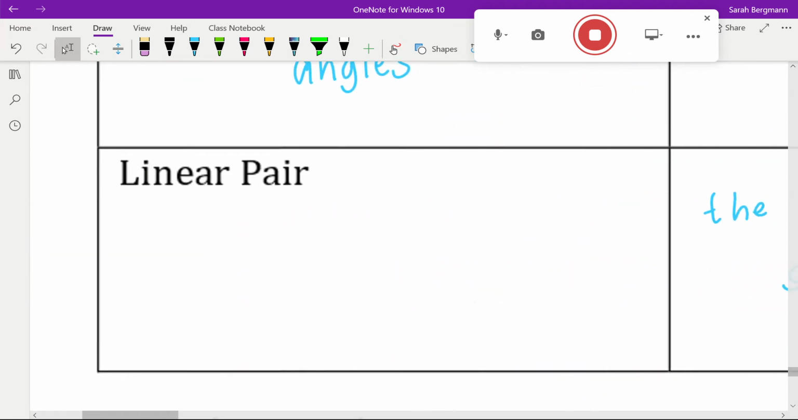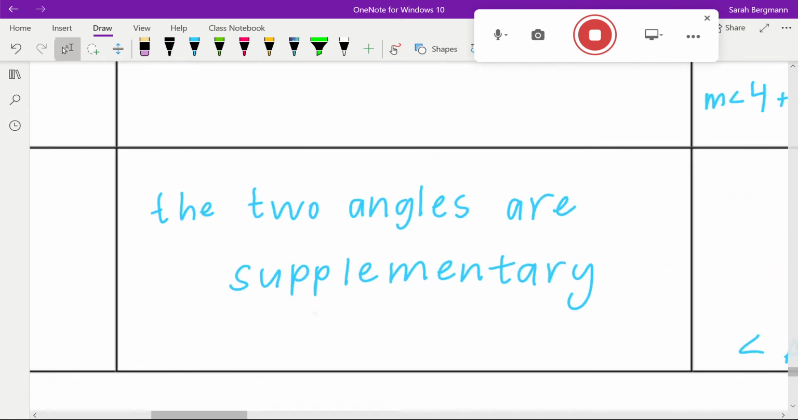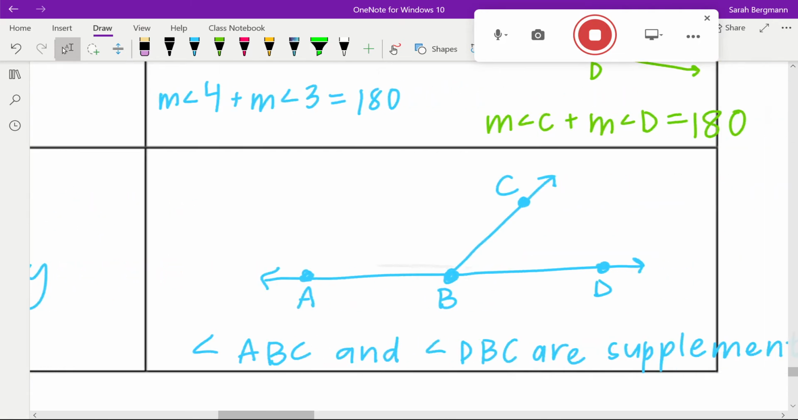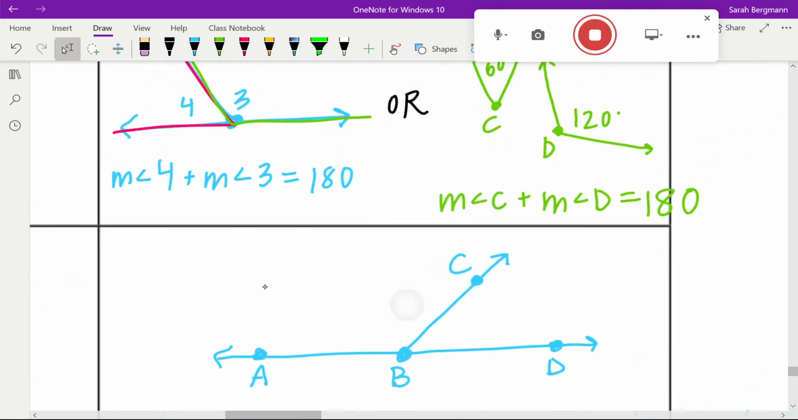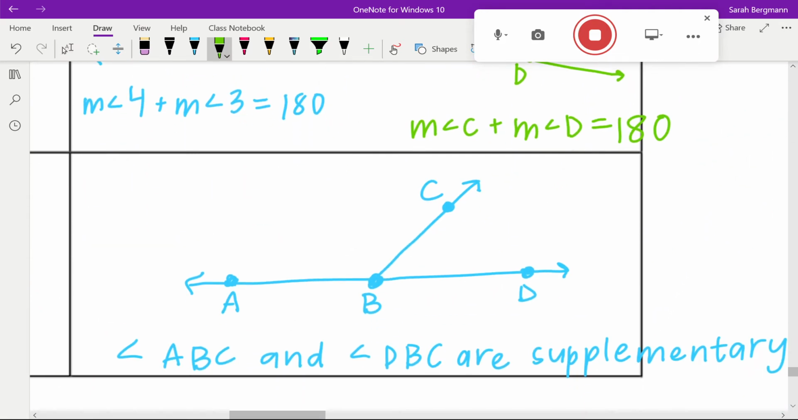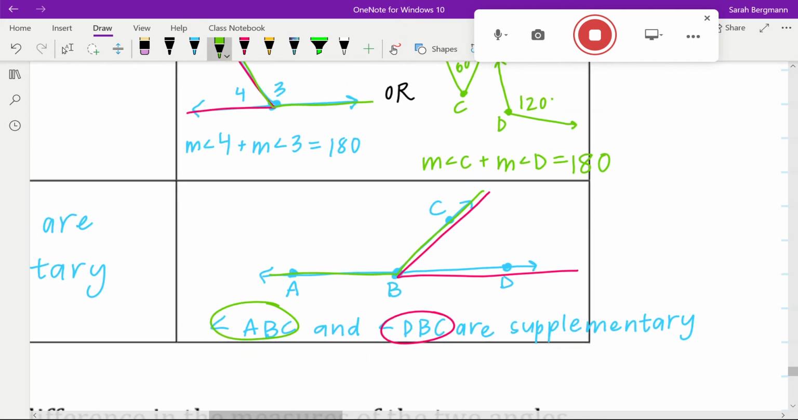Finally, for a linear pair, we know that the two angles must always be supplementary in a linear pair. So, for example, angle ABC and angle CBD are supplementary because they form a linear pair. Anytime two angles form a linear pair, they are supplementary angles.